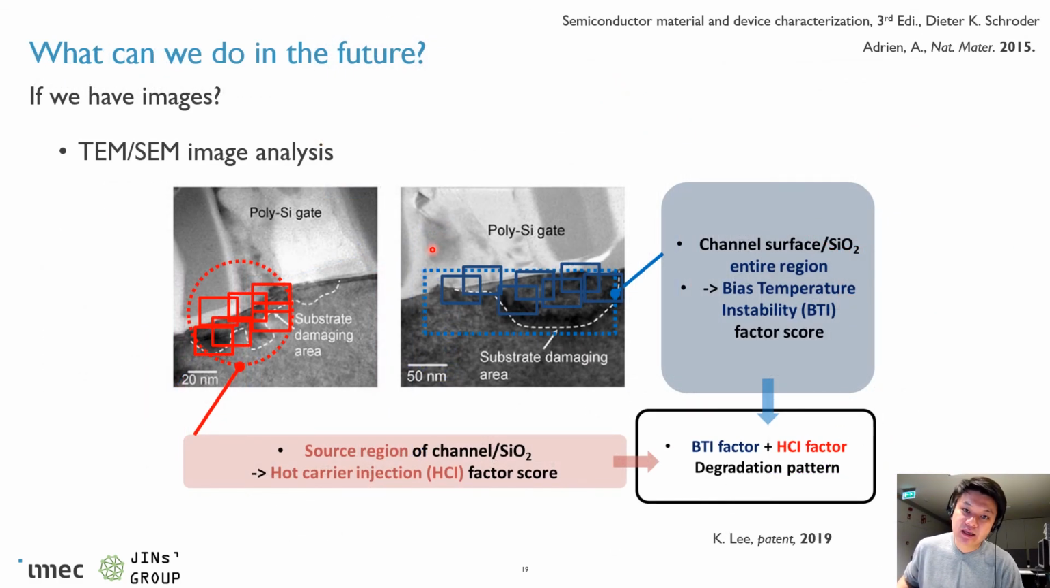And I was thinking about what we can do in the future. If we have enough images, such as before and after WTI or hot carrier degradation in SEM or TEM images, I think we can figure out the degradation pattern using image classification with deep learning.